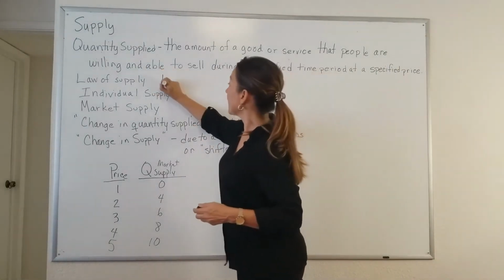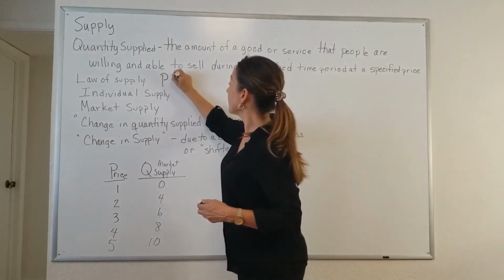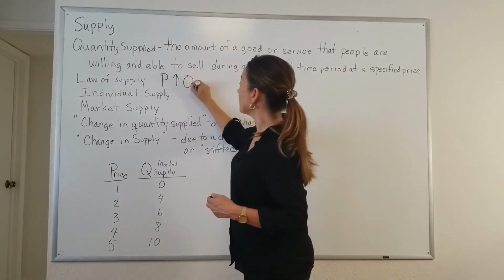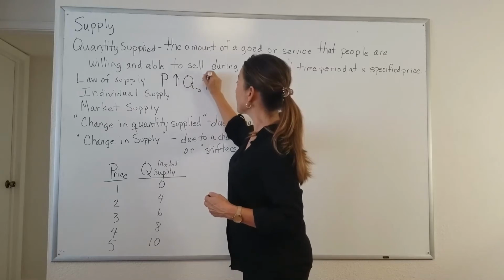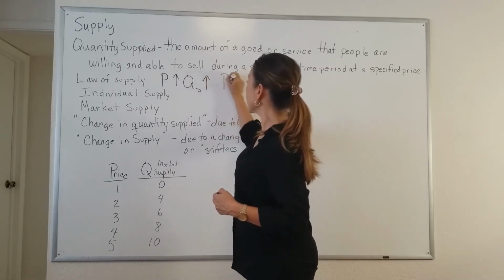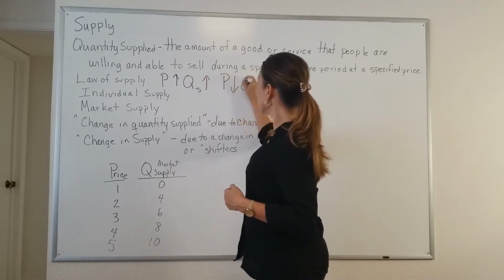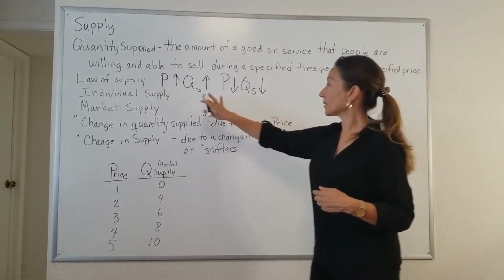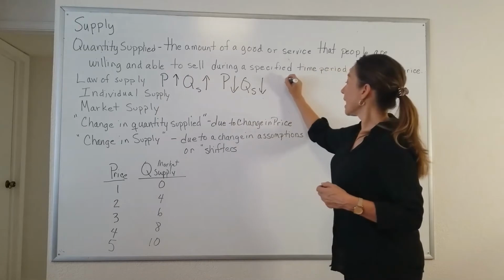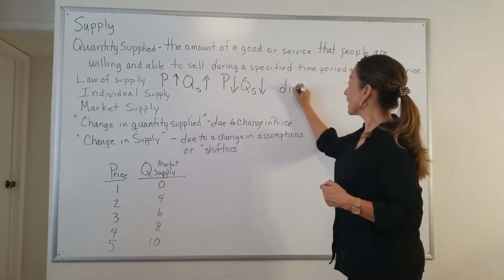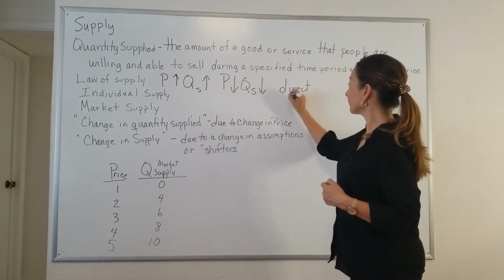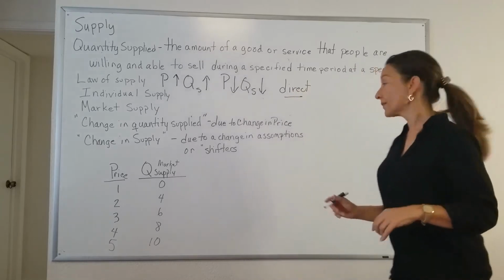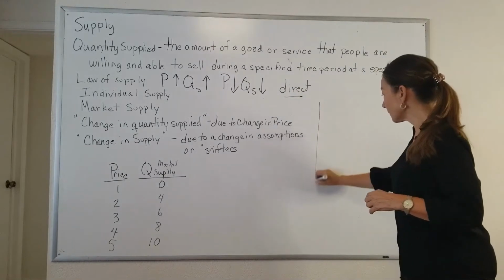So we would say if price goes up, quantity supplied increases. If price goes down, quantity supplied decreases. And you can see that the two arrows are moving together, and we say that this is a direct relationship. Okay.